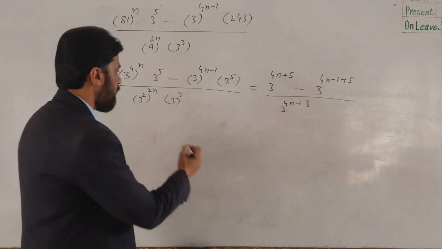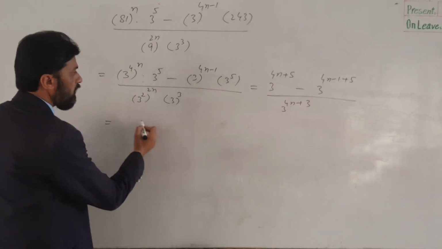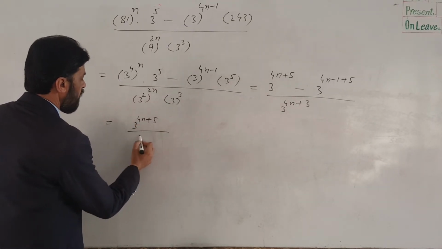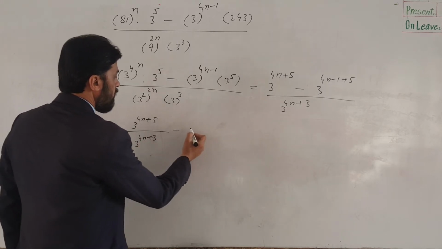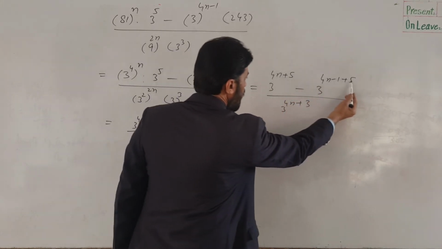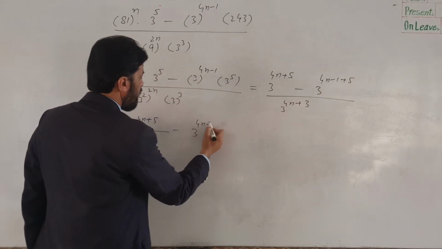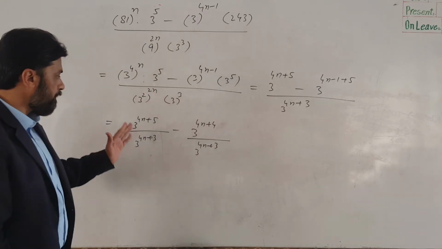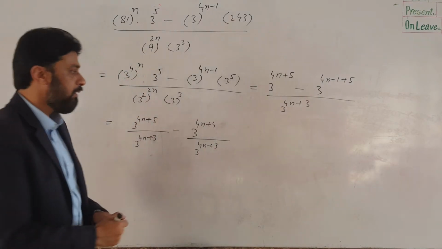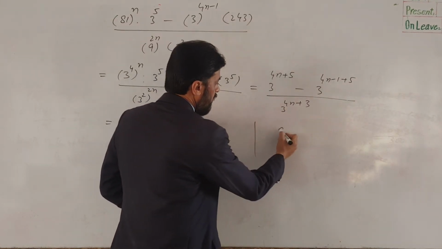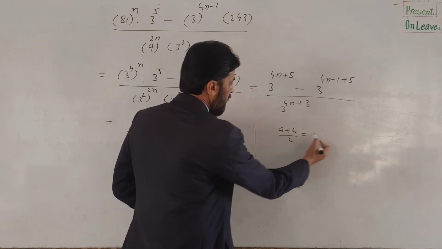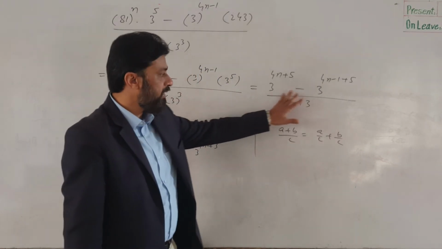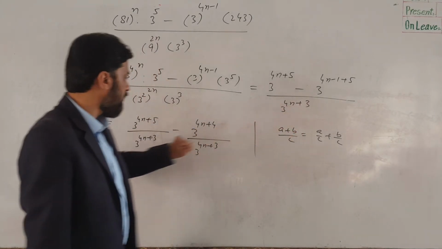That is equal to 3 raised to power 4n plus 5 over 3 raised to power 4n plus 3, minus 3 raised to power 4n, 5 minus 1, 4n plus 4, over 3 raised to power 4n plus 3. We can write this step separately: a plus b over c can be written as a over c plus b over c. Similarly, if the denominator is a single term, it can be written in this form.